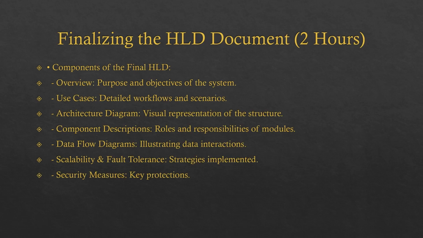It's time to finalize your high level design document. The document should include: overview, a summary of your system's purpose and objectives; use cases, detailed descriptions of key workflows; architecture diagram, a visual representation of your system's structure; component descriptions, defining the roles and responsibilities of each module; data flow diagram, illustrating how data moves within your system; scalability and fault tolerance, describing strategies to ensure the system handles growth and failures. Security measures outline key protections for your system.